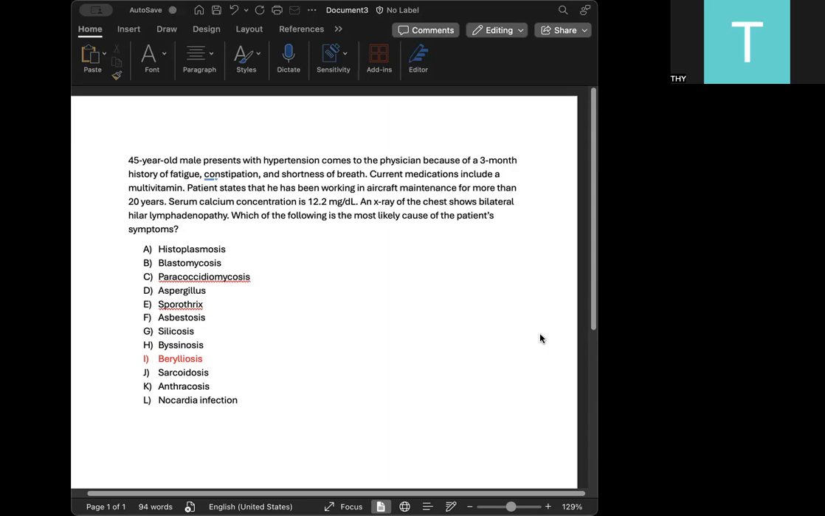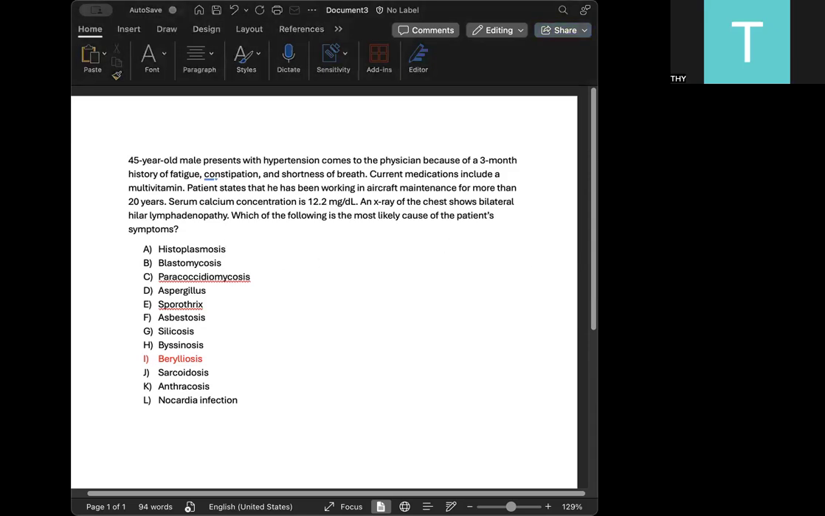But let's go over every single answer choice. Let's go from top to bottom. A, histoplasmosis. That's the fungus found in the American Midwest, related to bat droppings. Histoplasmosis lives within macrophages. Histoplasma capsulatum: you would think that there's a capsule, but it does not have a capsule. So just be cautious about that. Even though its name has capsule in it, it doesn't really have a capsule.